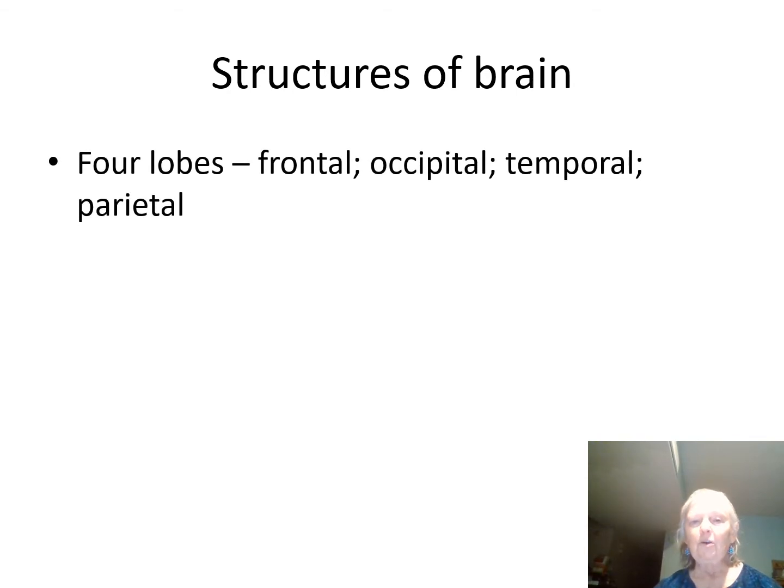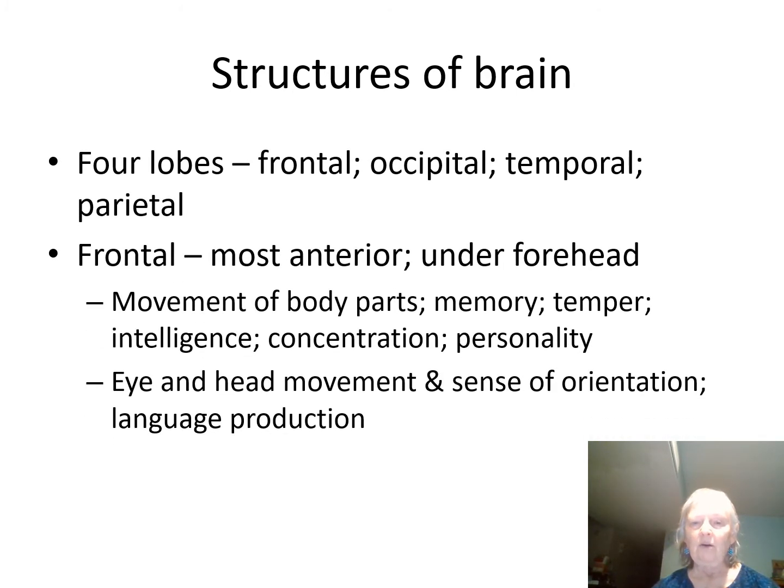So there's your four lobes: frontal, occipital, temporal, and parietal. Your frontal is the most anterior. This is part of your body movement, your memory, your temper, intelligence, concentration, personality, your eye movement, your head moving, your sense of orientation, and one of the areas that has language production in it.